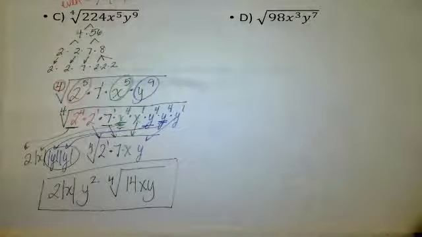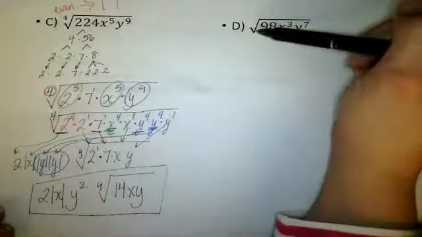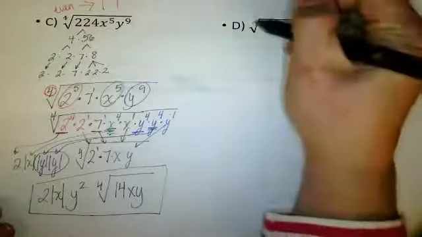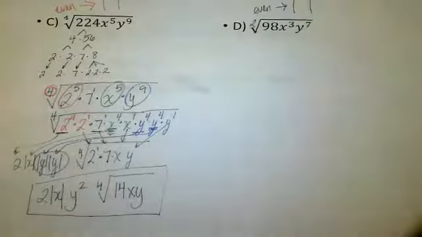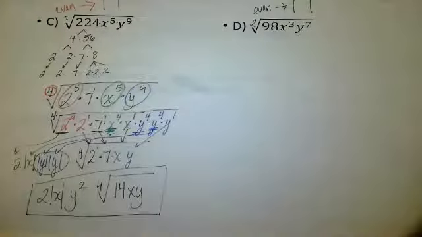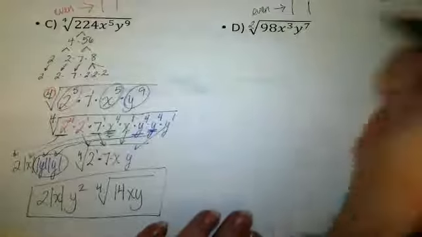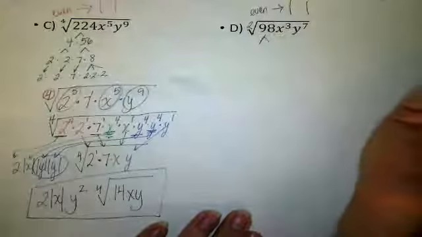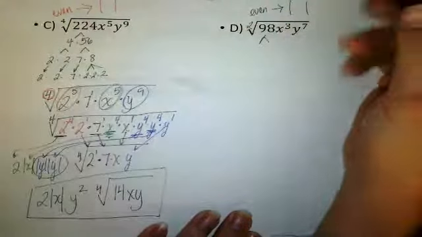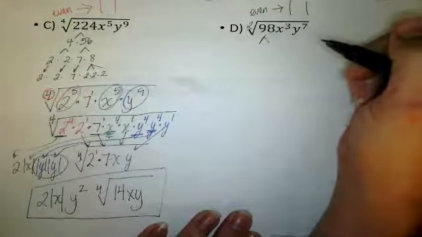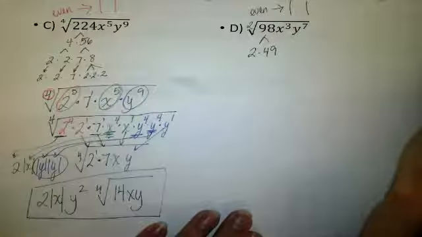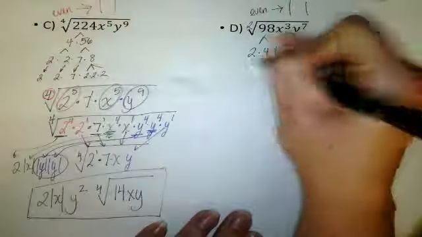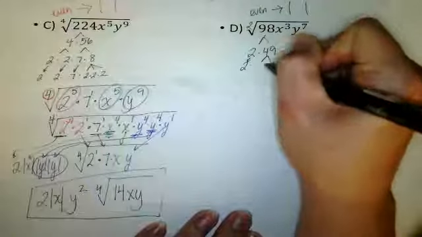All right, last one. What's the number in the index? 2, yes. And again, because it's an even index, we're going to look out for absolute values. If it's odd, I don't care about absolute values. That's kind of nice. What does 98 break apart into? I know it's divisible by 2. 2 times 49. And then 49 breaks apart into 7 times 7.